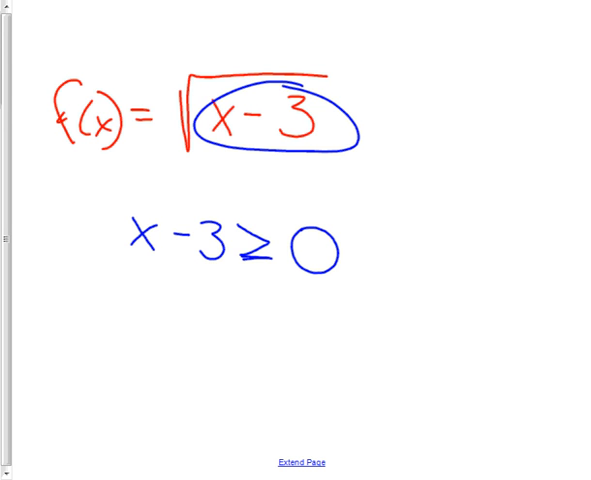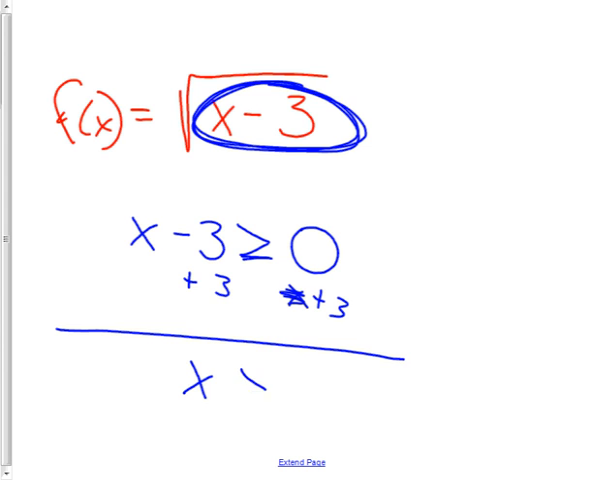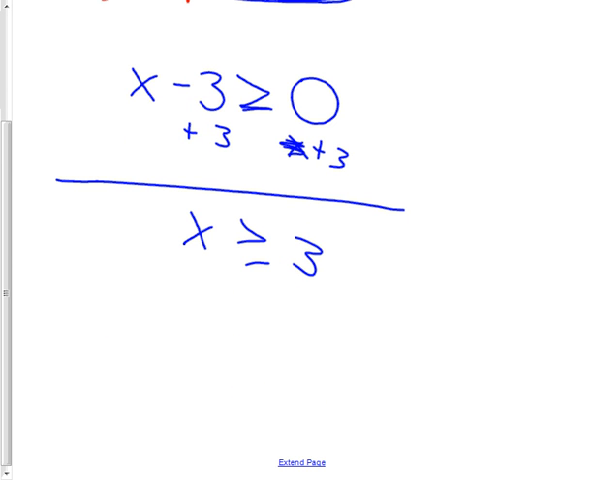So what did I do? I take what's underneath here and I set it greater than or equal to 0, and that'll tell me my domain. Now I just add 3 to both sides. And I get x is greater than or equal to 3. Okay? There's my domain. Now how can I write that?